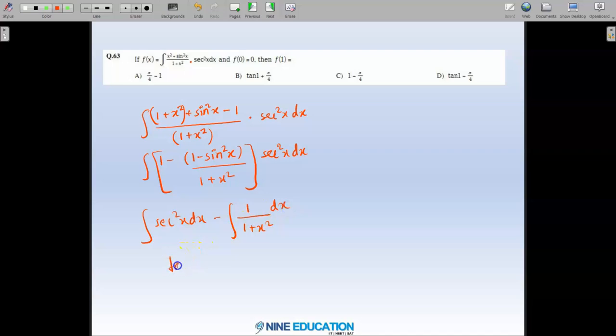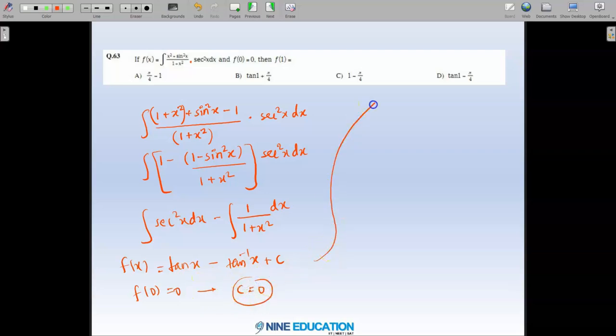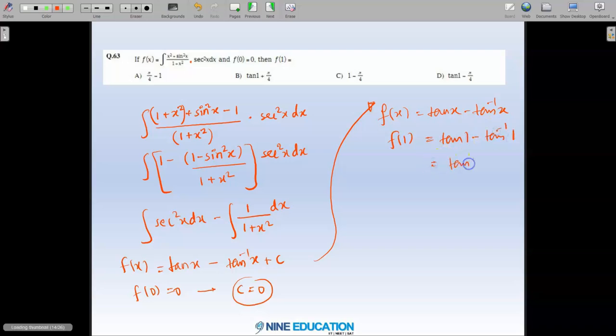So integration of secant square is tan x and integration of 1 by 1 plus x square is tan inverse of x plus some constant c. This is the function fx, and since f0 is equal to 0, we can say tan 0 is also 0, tan inverse 0 is also 0. So c will be 0. So function is basically fx is equal to tan x minus tan inverse x. So what will be the value of f1? F1 will be tan 1 minus tan inverse 1, which is pi by 4. So tan 1 minus pi by 4, which is option D.